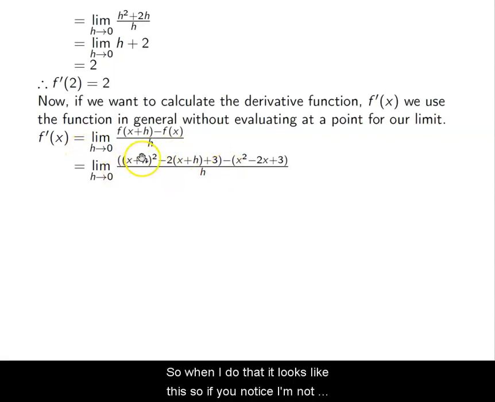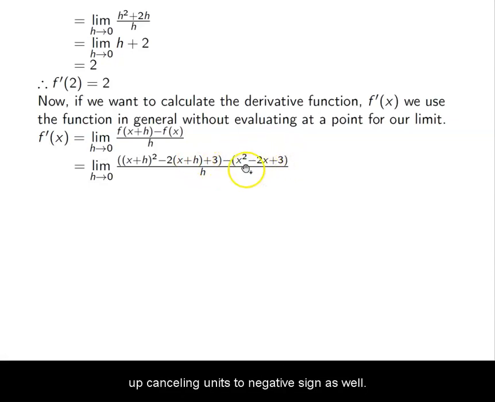So when I do that, it looks like this. If you notice, I'm not plugging in 2 plus h or plugging in 2. I'm using the function, and I'm using x plus h for the first portion of it everywhere x was. So we're going to do the same thing. We're going to expand this. I'm going to distribute this -2. We already know the 3's will end up canceling. I'm going to distribute this negative sign as well.